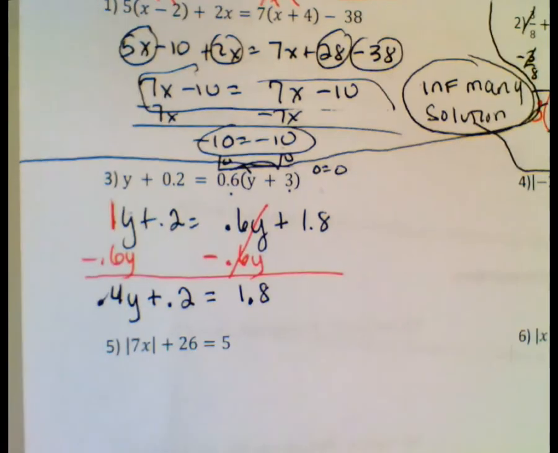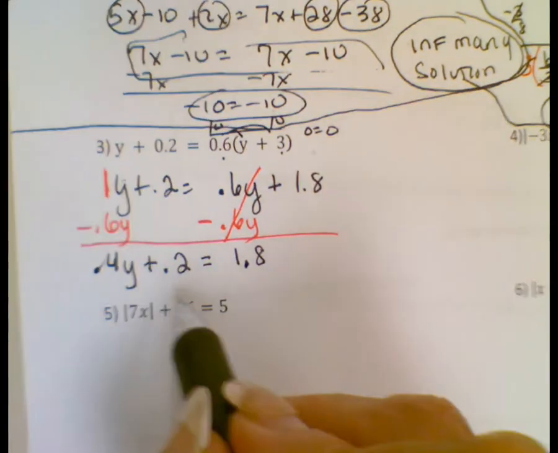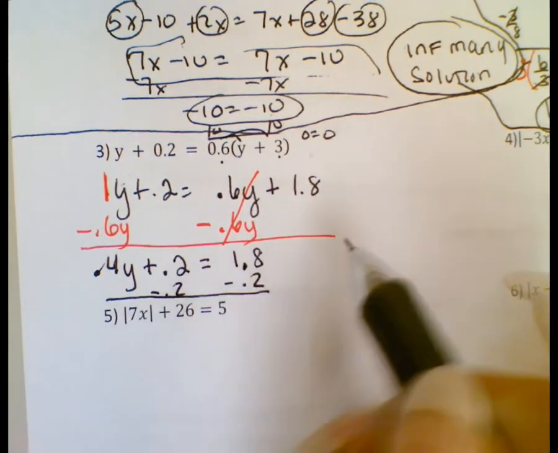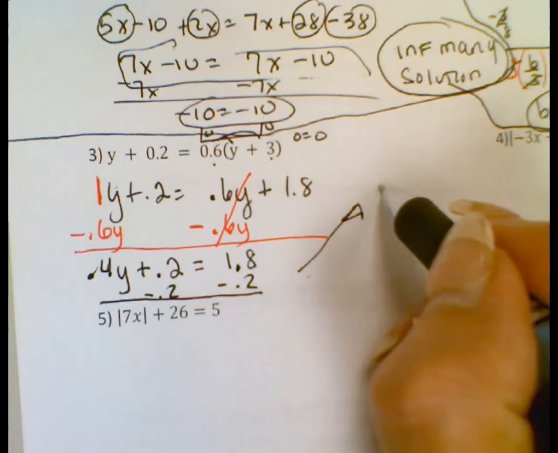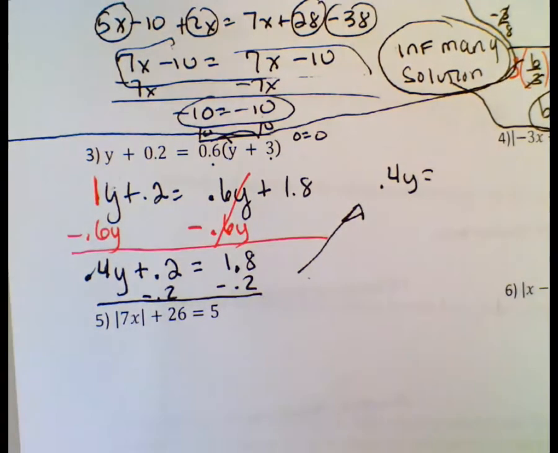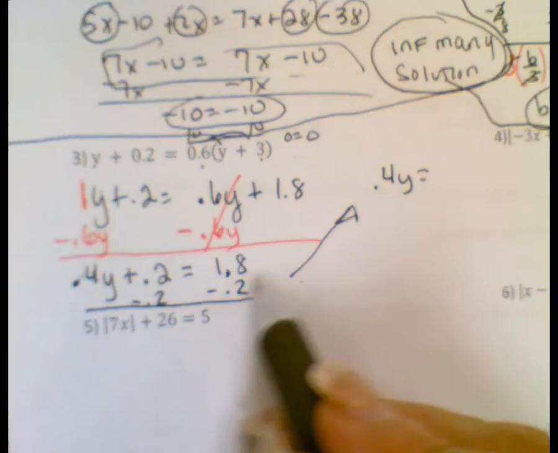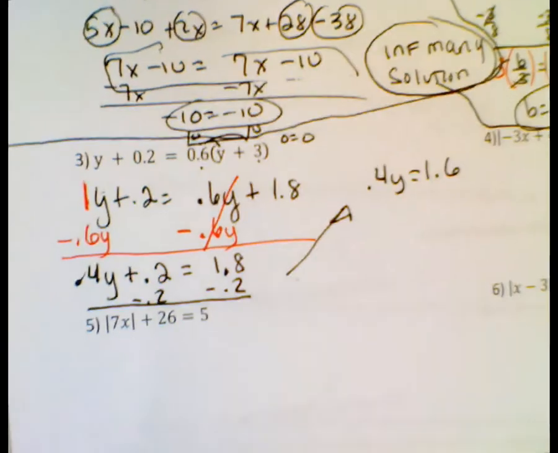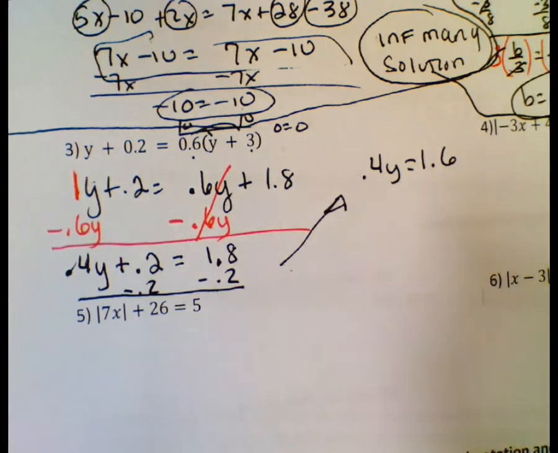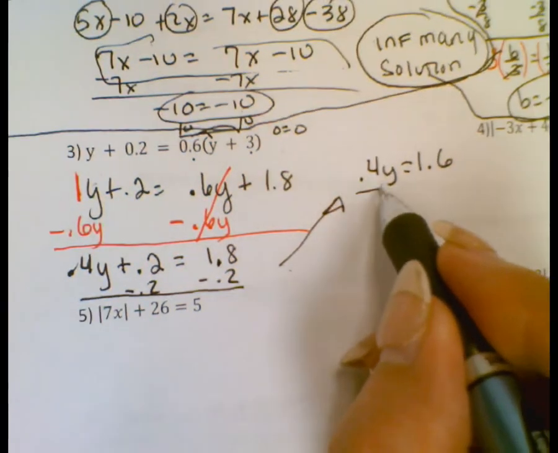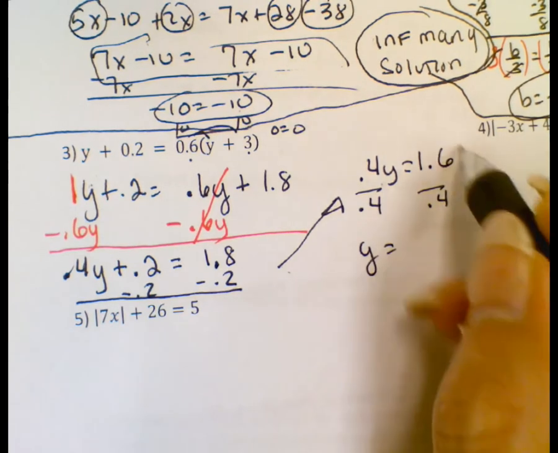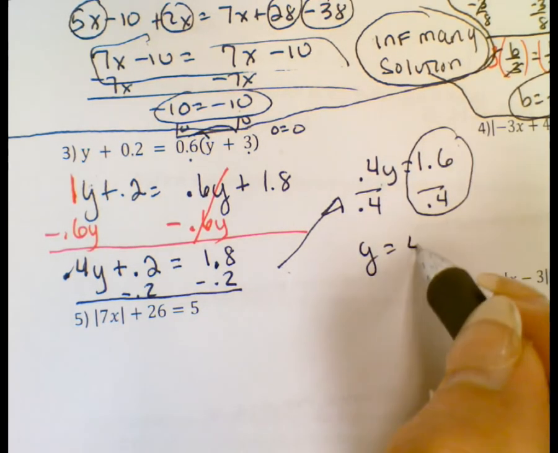Now that y is on the left-hand side, now we can start solving for y. Subtract 0.2, lining up your decimals. So you have 0.4y equals, these decimals are lined up, so it's 8 minus 2 is 6, so that's 1.6. You can use your calculator if you need to. To get y by itself, you're going to divide by 0.4. Punch this in your calculator, and you should get 4.